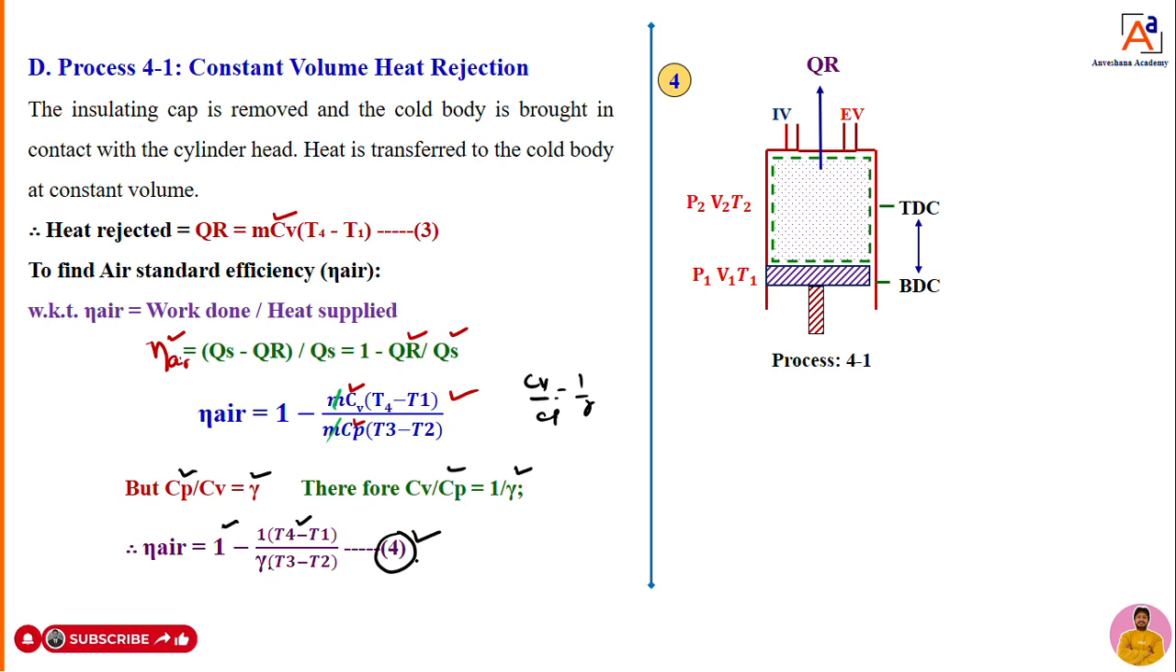So the efficiency of the air standard diesel cycle is 1 minus 1 by gamma into T4 minus T1 divided by T3 minus T2. I get the complete equation for thermal efficiency of the diesel cycle when I substitute all the temperatures. So I should know the values of T4, T1, T3 and T2. If not, I need to calculate all these values. Once I know all the temperatures, I can easily calculate the efficiency of the diesel cycle.